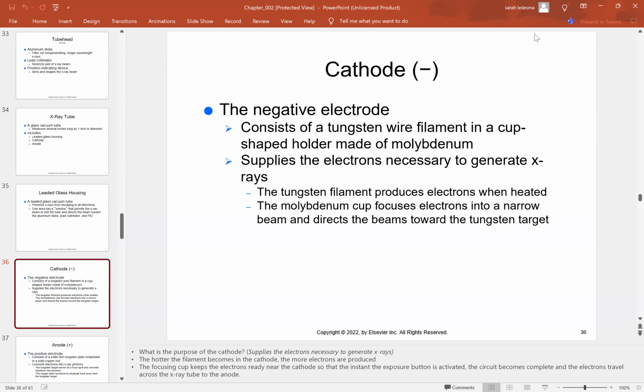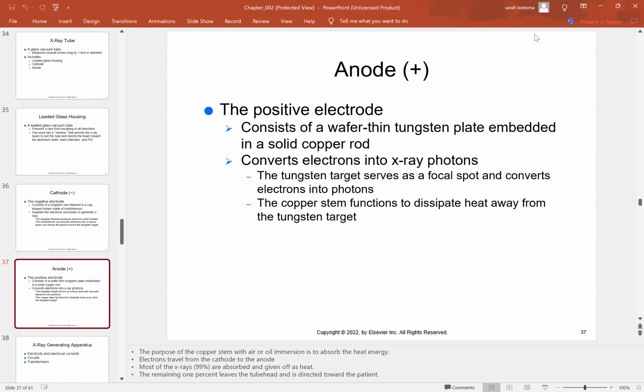Cathode is a negative electrode, consists of a tungsten wire filament and a cup-shaped holder made of molybdenum. Supplies the electrons necessary to generate X-rays. An anode is a positive electrode and consists of a wafer-thin tungsten plate embedded in a solid copper rod and converts the electrons into X-ray photons.